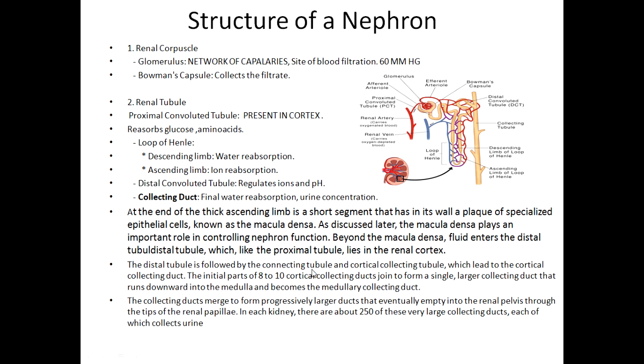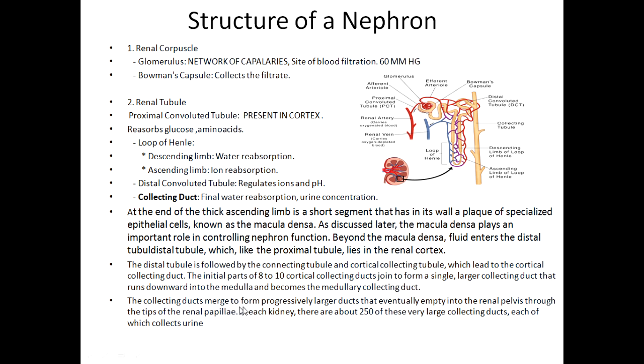The distal tubule is followed by the connecting tubule and the cortical collecting tubule, which lead to the cortical collecting duct. The initial parts of 8 to 10 cortical collecting ducts from different nephrons join to form a single larger collecting duct that runs downward into the medulla and becomes a medullary collecting duct. Like this, 8 to 10 cortical collecting ducts combine and form a medullary collecting duct.